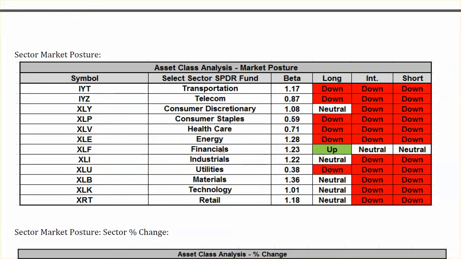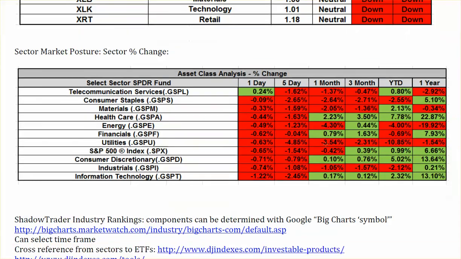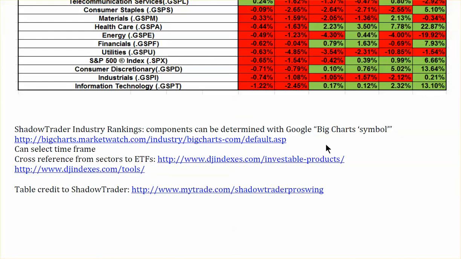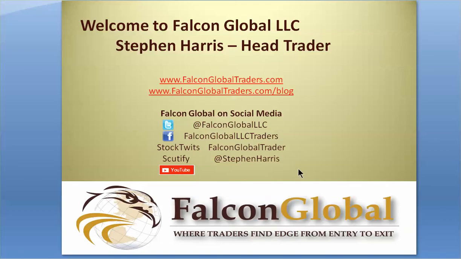In terms of sector specific, lots of red here. In fact, there is no sector in the short or intermediate term market posture that is considered healthy. And really, I wouldn't call any sector healthy at all. From a percent change yesterday, you see only one sector squeeze out a positive day. So this is certainly not the mark of a nice, healthy bull market, and you should treat it as such. So that should be enough for today.